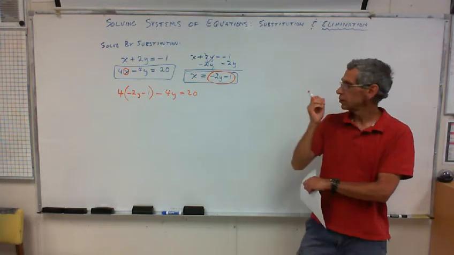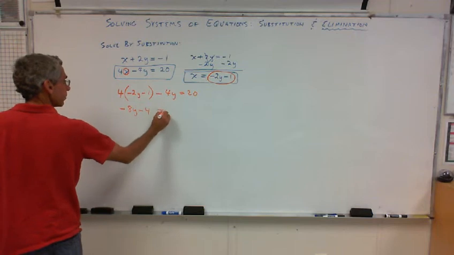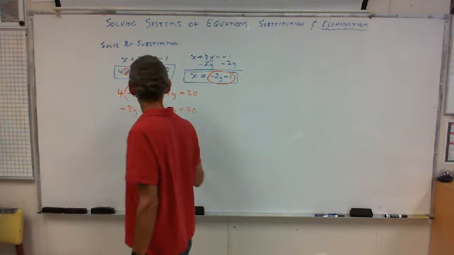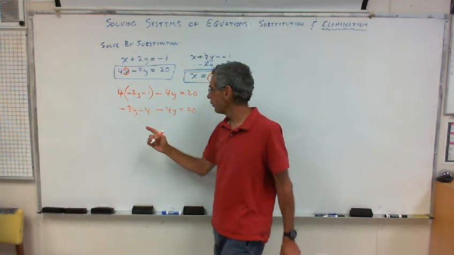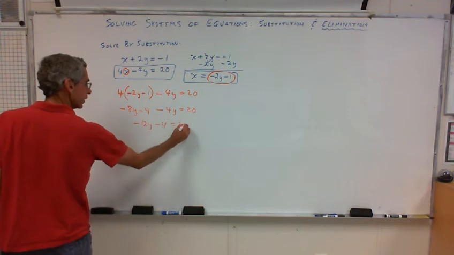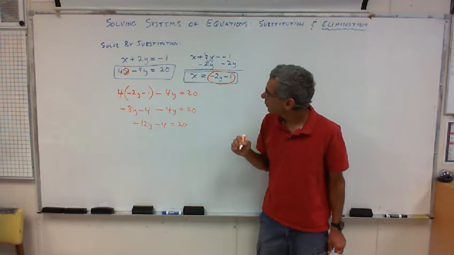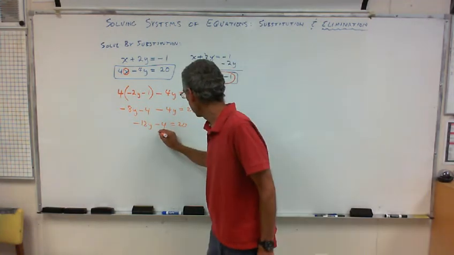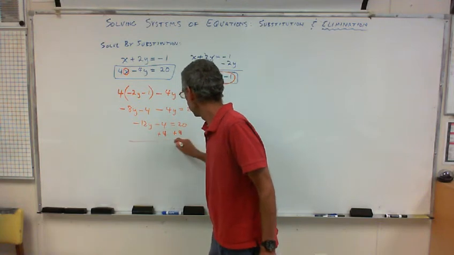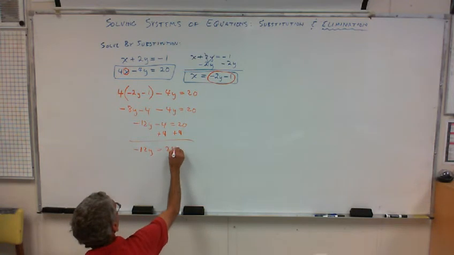Okay, so now what do I do? Nathan. Distribute. So negative 8y minus 4 minus 4y equals 20. So where are my like terms? I can combine negative 8y and negative 4y. So I've got negative 12y minus 4 is equal to 20. Am I doing everything right? Okay, and then I'm going to add 4. I have negative 12y equals 24.